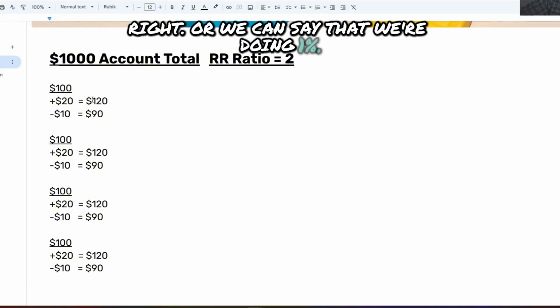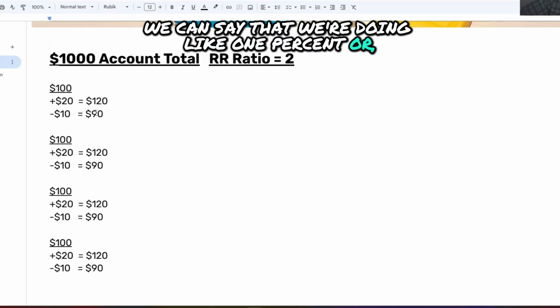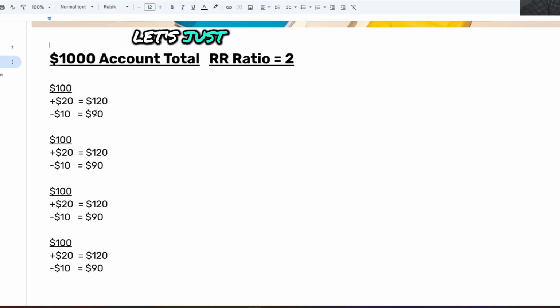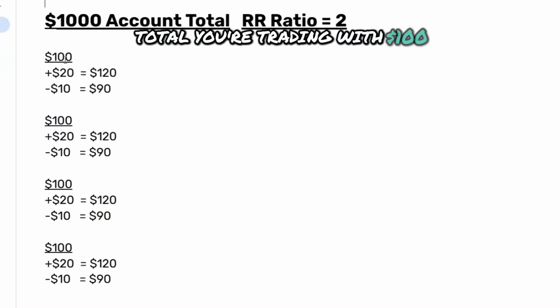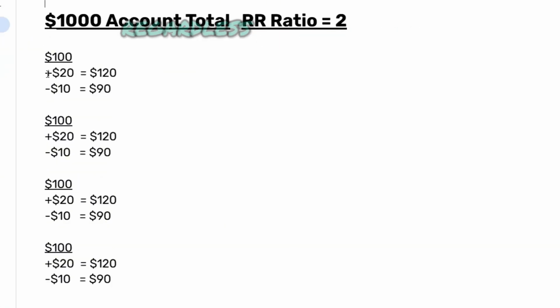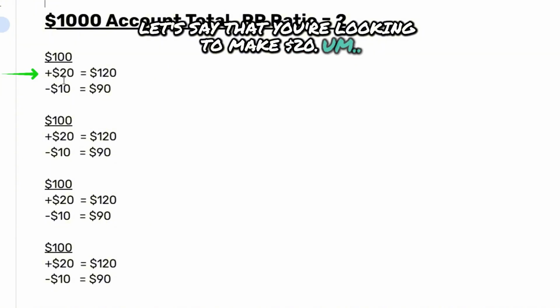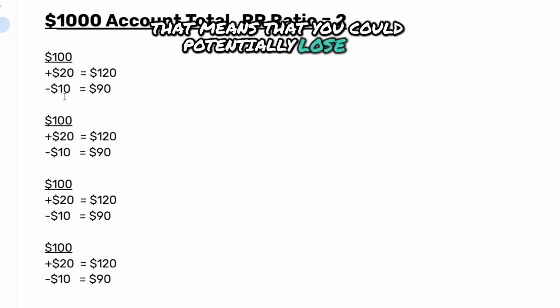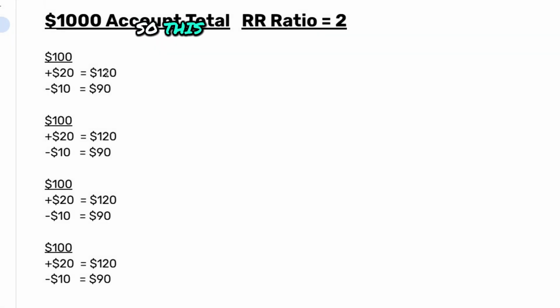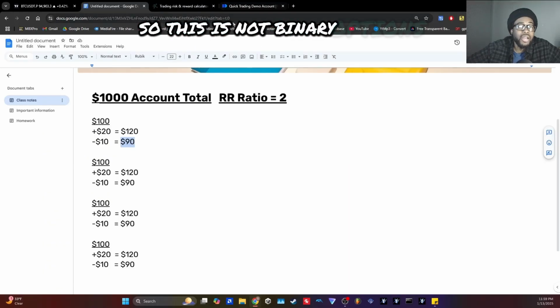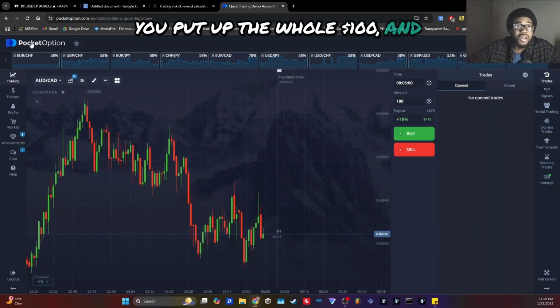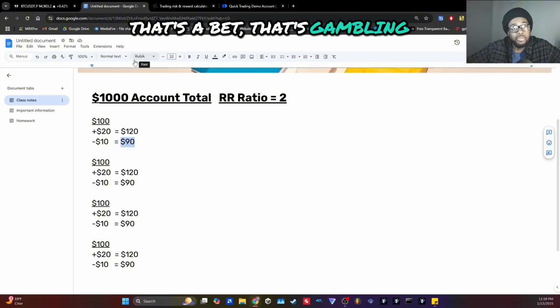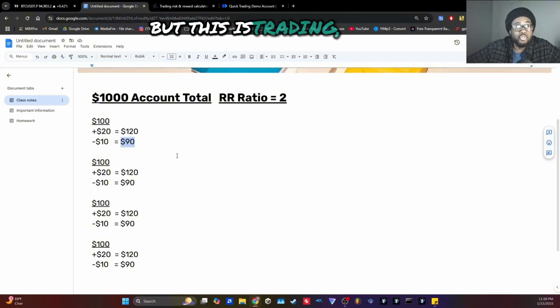Or we could say that we're doing 1%, or with leverage or whatever. Let's just say that total, you're trading with $100, and regardless of whether or not you're doing leverage or whatever, let's say that you're looking to make $20. Because you have your R ratio of 2, that means that you could potentially lose $10. So this is okay, because if you lose, then you'll still be left with $90. So this is not binary options where if you put up the whole $100 and it's gone. That's a bet. That's gambling, if you ask me. But this is trading. This is actual real trading.